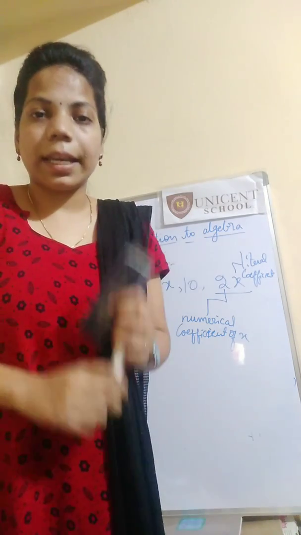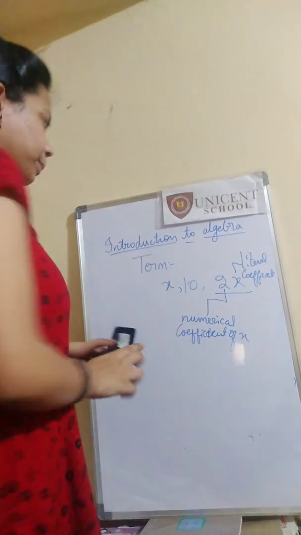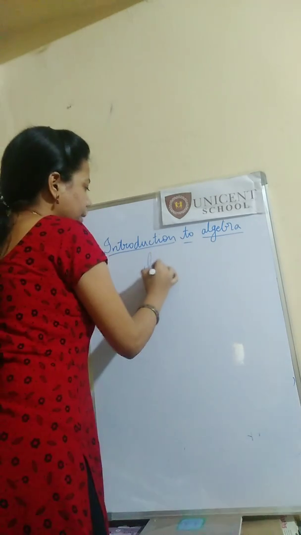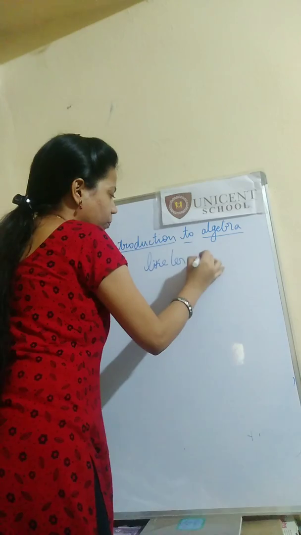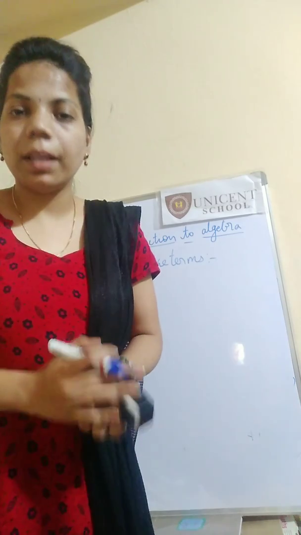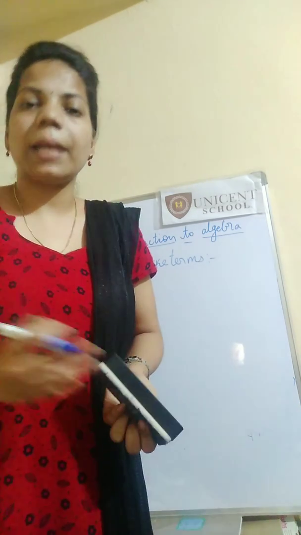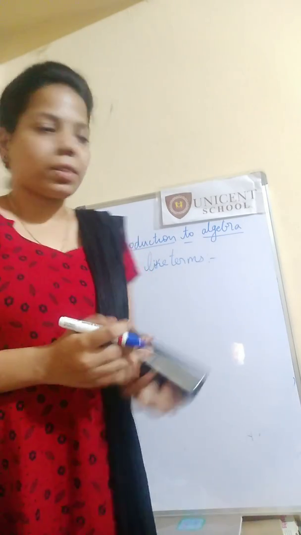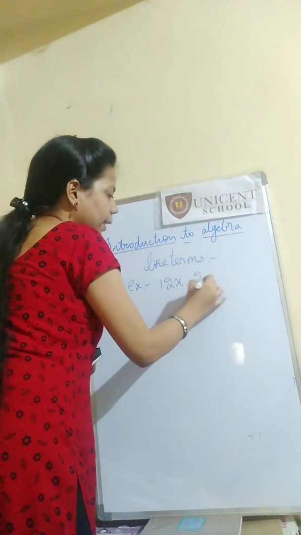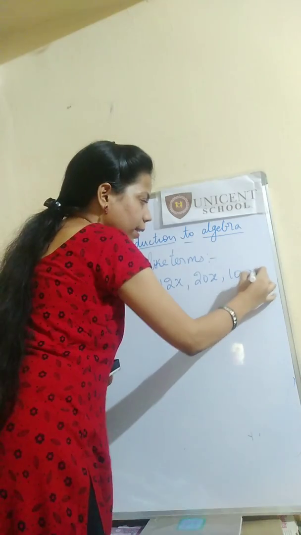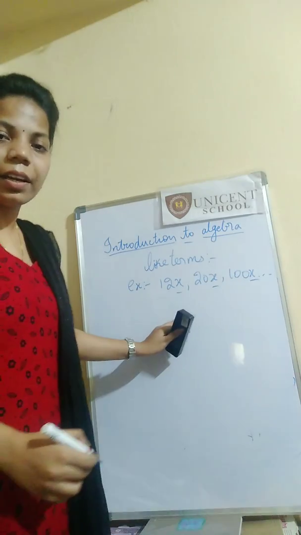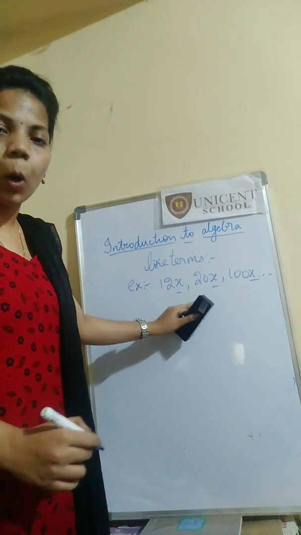The first one is like term and the second one is unlike term. Let us see what are those. Like terms means terms having same variable. Terms having same variables are called like terms. So let us see some examples. 12x, 20x, 100x and so on. If you see these terms, these are all having the same variable x, right? So these type of terms are called like terms.